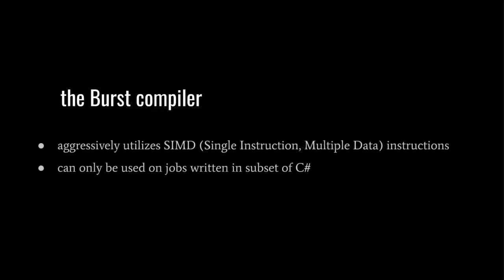The burst compiler, again, is an optimizing C# compiler that can aggressively utilize SIMD instructions, single instruction, multiple data instructions. This burst compiler, though, only works on a subset of C# that Unity calls high-performance C#, and it only works on job code. Especially for computation-heavy code, burst can often yield 2x to 10x performance gains, sometimes even more.